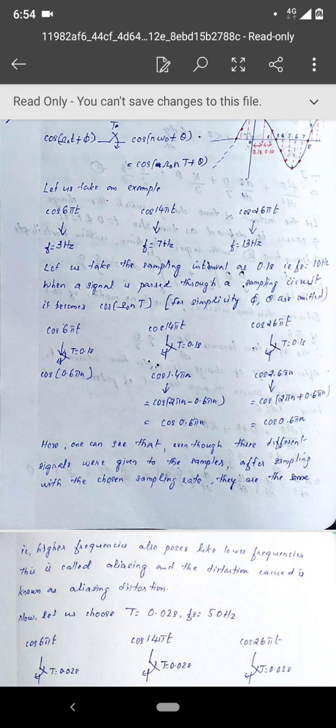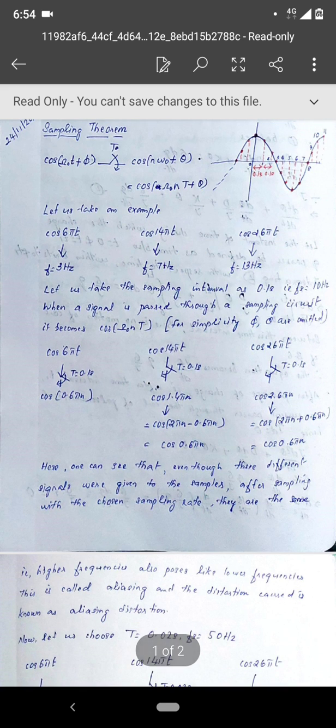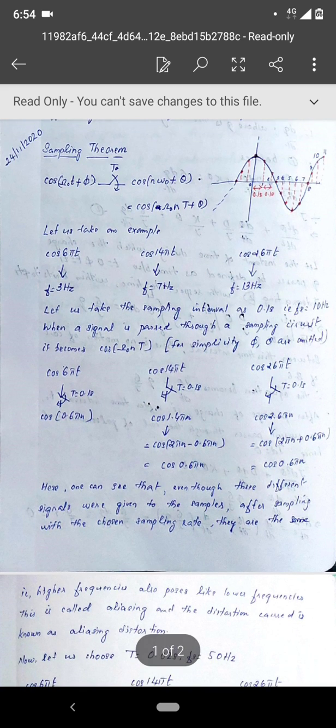Likewise, the first one, the frequency is 3 hertz. For the second one, it is 7 hertz. For the third one, it is 13 hertz. Let us take the sampling interval. I hope you have understood the meaning of sampling interval. That is, if the values of that signal are taken at regular intervals of 0.1 seconds, let us take that same sampling interval, 0.1 seconds.